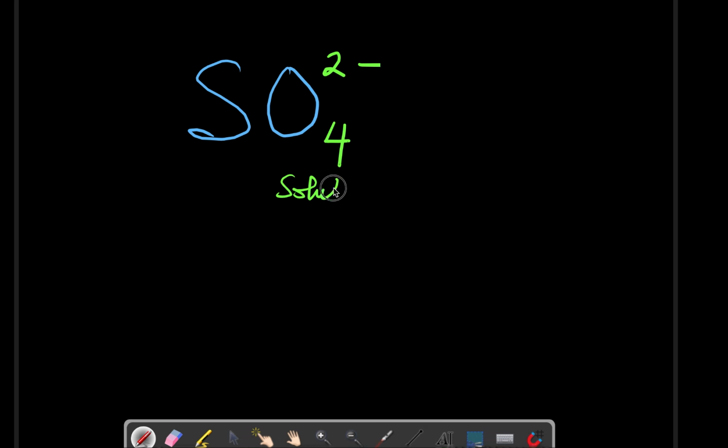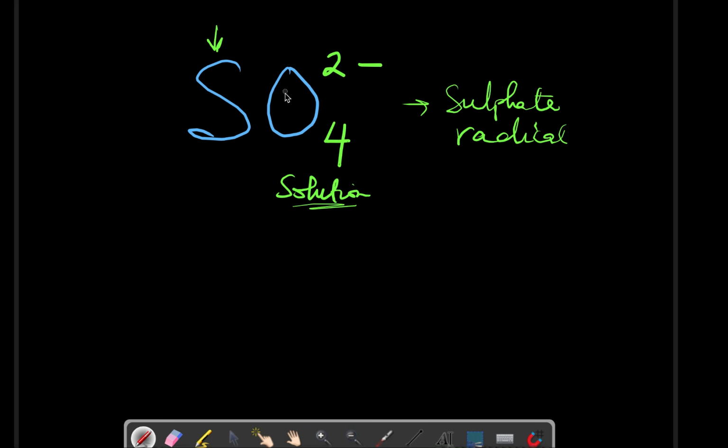Welcome. Let me show you quickly how to find the oxidation state of sulfur in this particular sulfate radical. This is what we call sulfate radical. So we want to calculate the oxidation state of this sulfur in this compound. This is very simple. The first thing to note is that the net charge of this compound is going to be -2, not 0, because we have a charge here of -2.